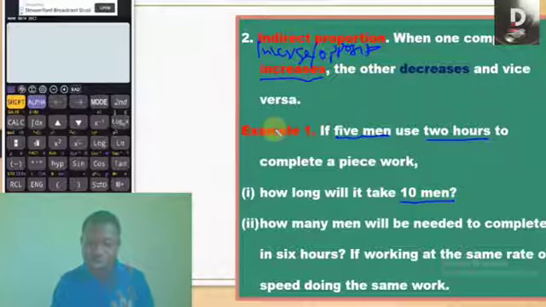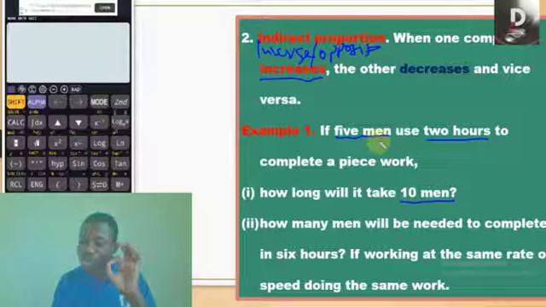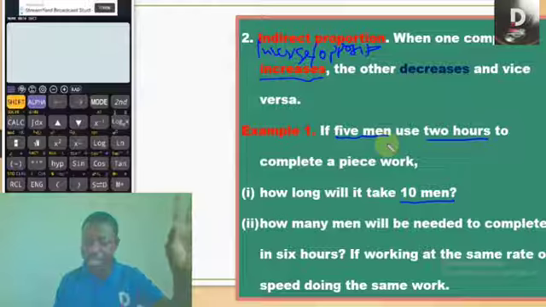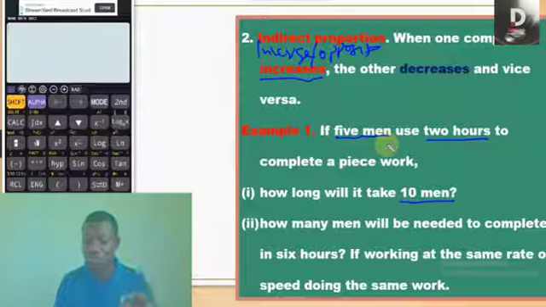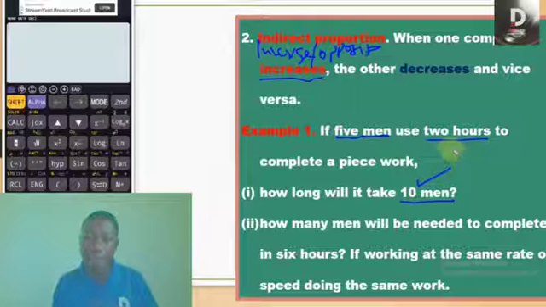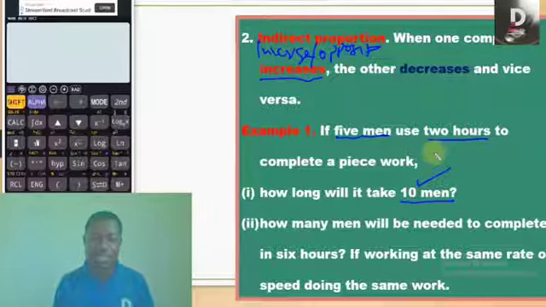So you go. 5 men. Listen to this carefully. Use 2 hours to complete work. This is work. It's not about money as we did earlier. This is work. They complete a piece of work. Okay. Now, the men have increased to how many? 10. Would they need more time to finish the same piece of work, or do they need less time?